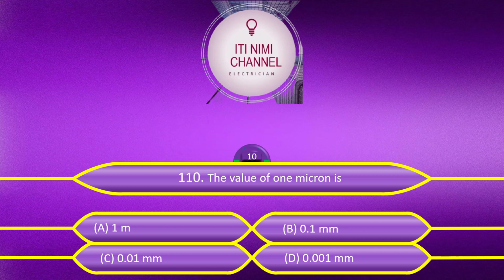The value of 1 micron is option A, 1 m, option B, 0.1 mm, option C, 0.01 mm, option D, 0.001 mm. The answer is option D, 0.001 mm.